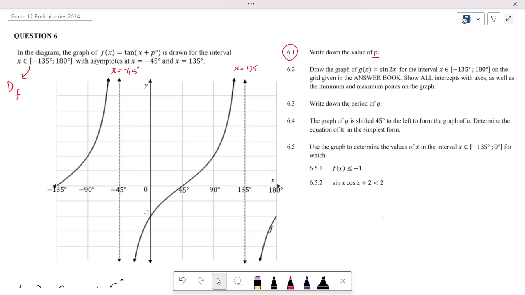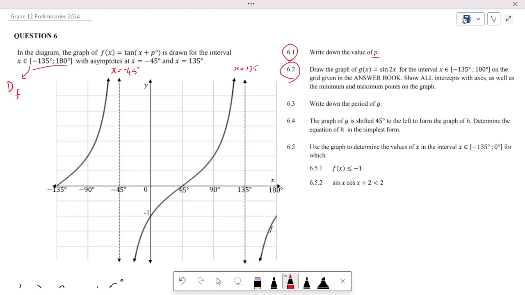Okay. All right, so the next one over here is 6.2, right? So 6.2 says the following: draw the graph of g(x) = sin 2x. So that's a double angle of sine x. For the interval, x is an element of... Okay, so it's the same domain as what they gave us over here, on the grid given. So we don't have a grid, so we're going to do a nice rough graph of what it would look like, right?